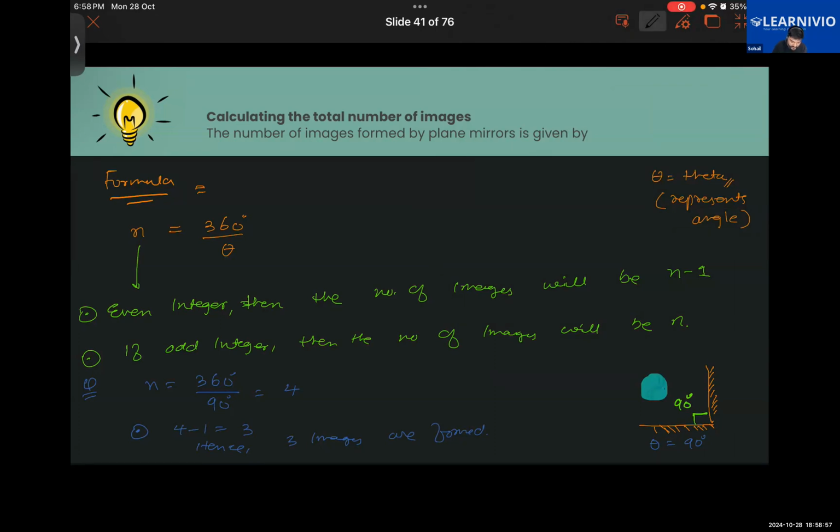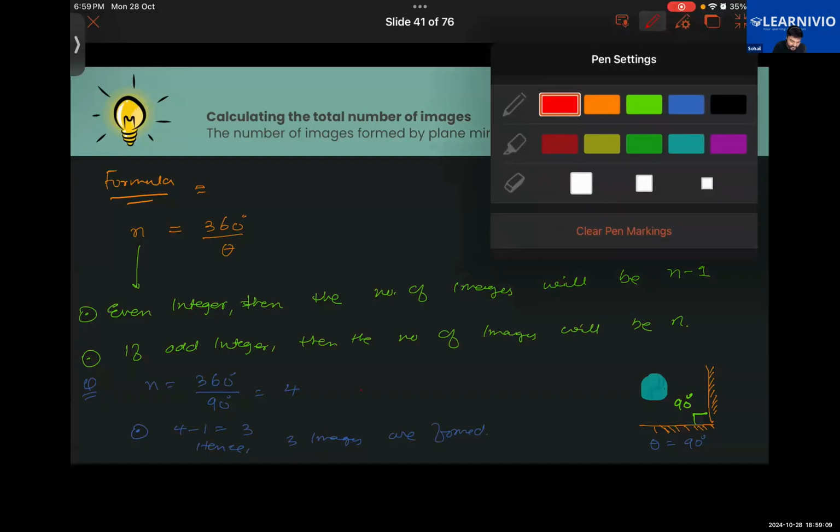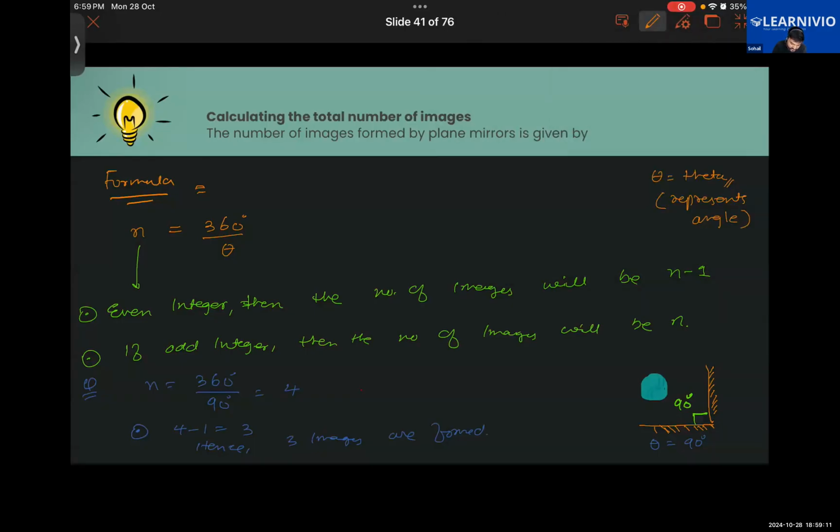So that's it. I suppose you guys have understood. Suppose the answer comes out to be an odd number, then you will not do anything. That will be your answer. Okay, now let us suppose the angle between the plane mirrors were to be 120. Let us suppose another situation.